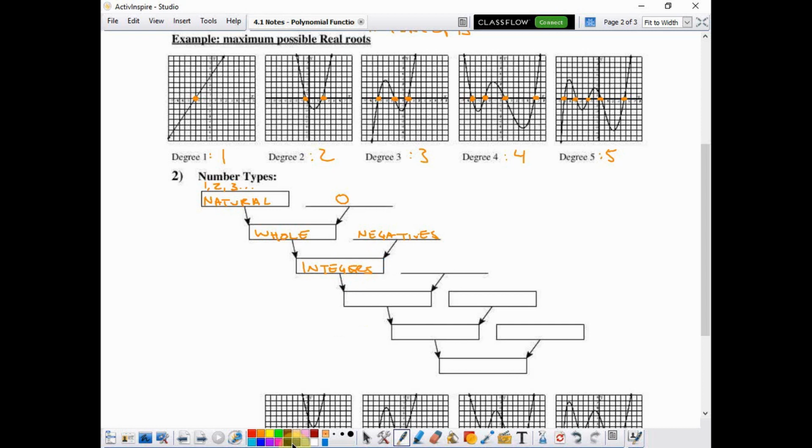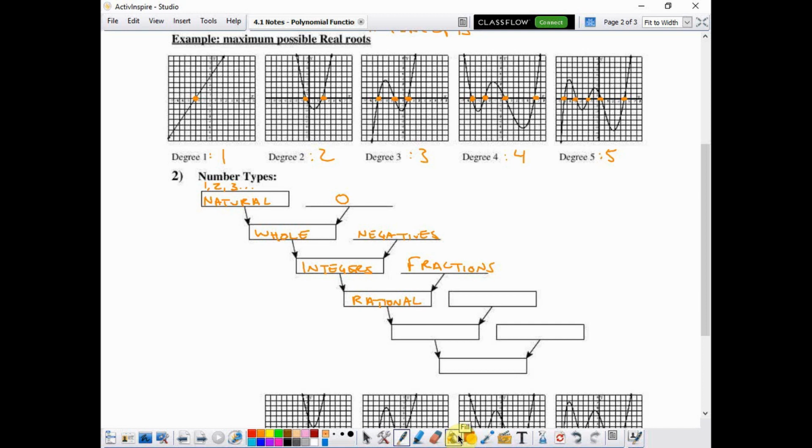Okay, integers do not include fractions though, but if we throw fractions in with them, then we have all the rational numbers. Rational numbers are any numbers that can be turned into a fraction. The numbers 1, 2, 3, they can all be put over 1 and they're a fraction, right? But there are some numbers that can't be written as a fraction. Pi can't be written as a fraction.